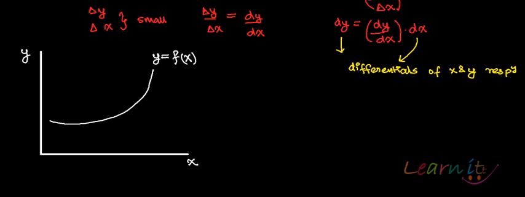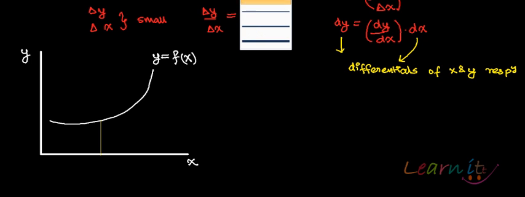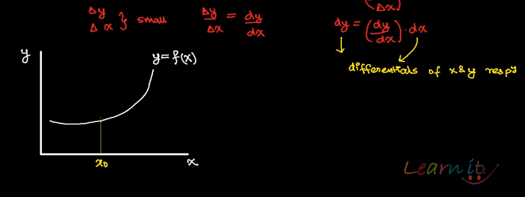Now at some x naught, this is the value of the function, A. Now x naught changes by this much amount. I can just put it with red, you'll be able to see it better. So how much does y change by? It changes by this much. So this is the change in x and this is the change in y.